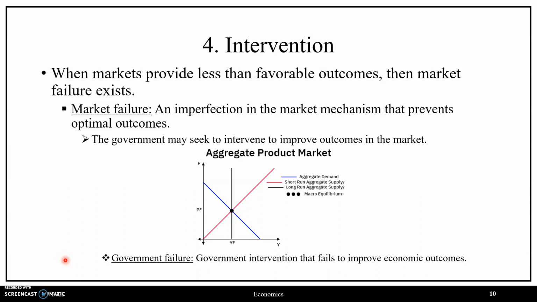Just like markets failing, sometimes the government may fail with their intervention as a result too, which we can define as government failure. That is, government intervention that fails to improve economic outcomes.